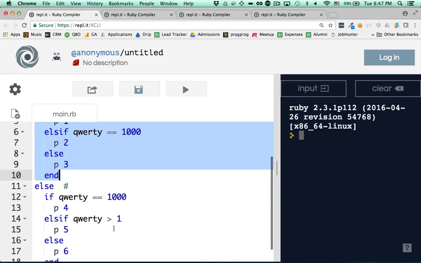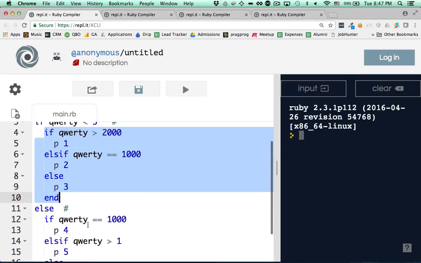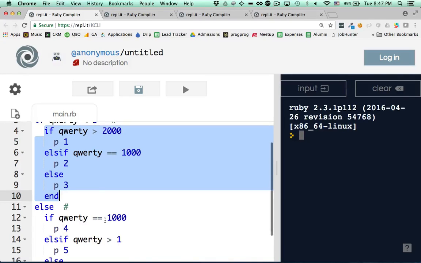So we have another nested if statement here. So we can see that. We'll encounter that here. Is that basically what you're getting at? Okay.